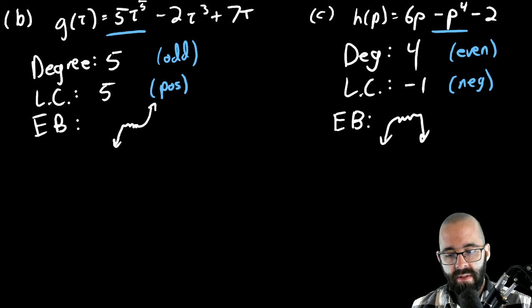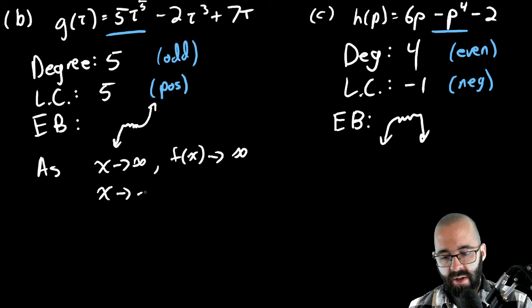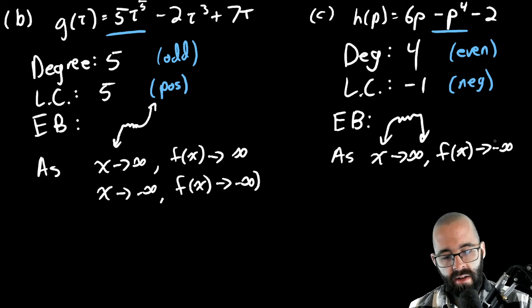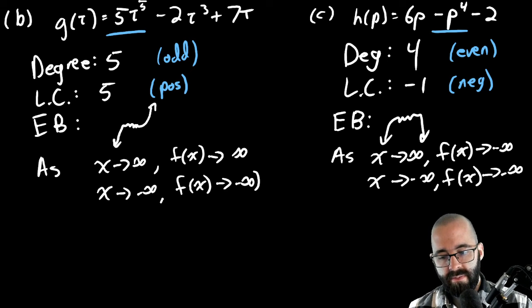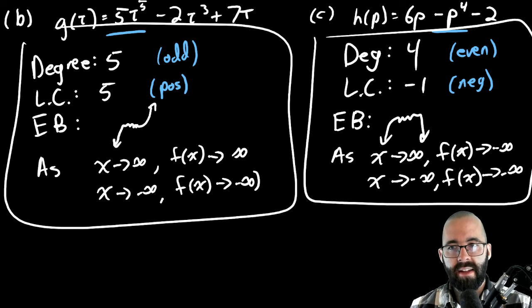Kind of like so. In arrow notation, as x goes to the right, the function shoots off to infinity. As x goes to the left, the function shoots off to negative infinity. As x goes to the right, the function goes to negative infinity. Well, and as x goes to the left, it goes to negative infinity as well. That's B. And that's C.